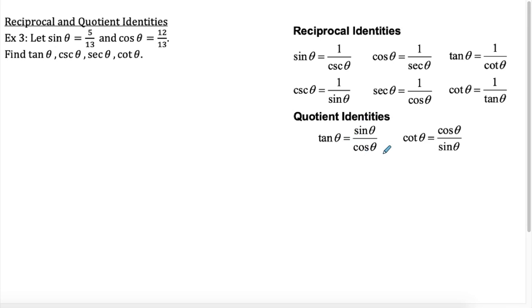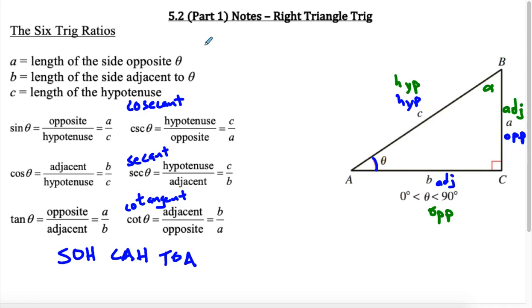Tangent, we can actually say, is equal to sine over cosine, and cotangent is equal to cosine over sine. Okay, let me real quick show you why this one is true. So if we go back to, let's say, this triangle here, let me clean this up a little bit. And let's just look at theta.